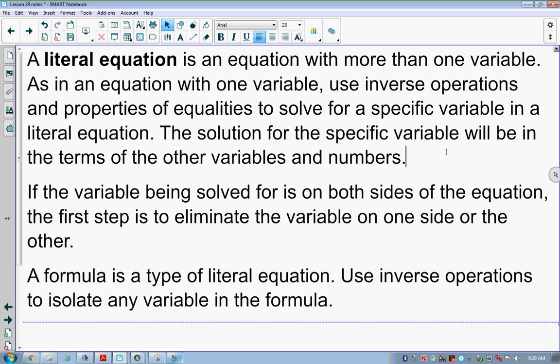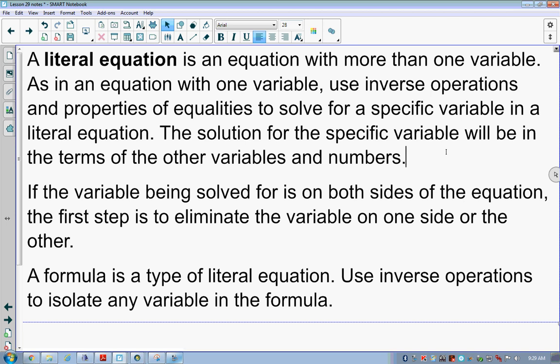In a literal equation, the solution for the specific variable will be in terms of the other variables and numbers. So if the variable being solved for is on both sides of the equation, the first step is to eliminate the variable on one side or the other. Just like the question that we just had up there, we had an x on both sides. We had the option to move the 2x over with the 6x or move the 6x over to the 2x. We've got to get that variable combined into one spot.